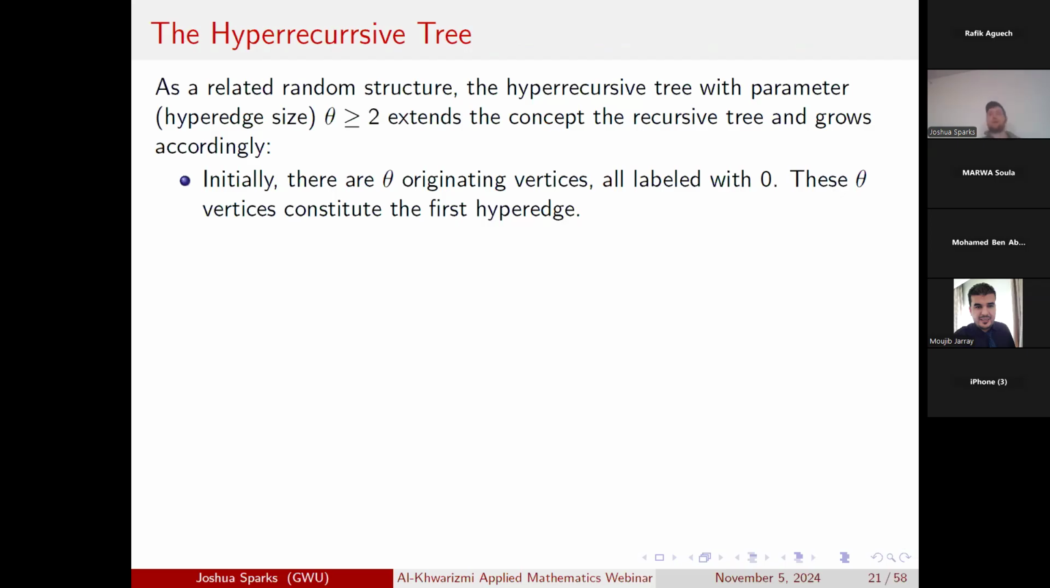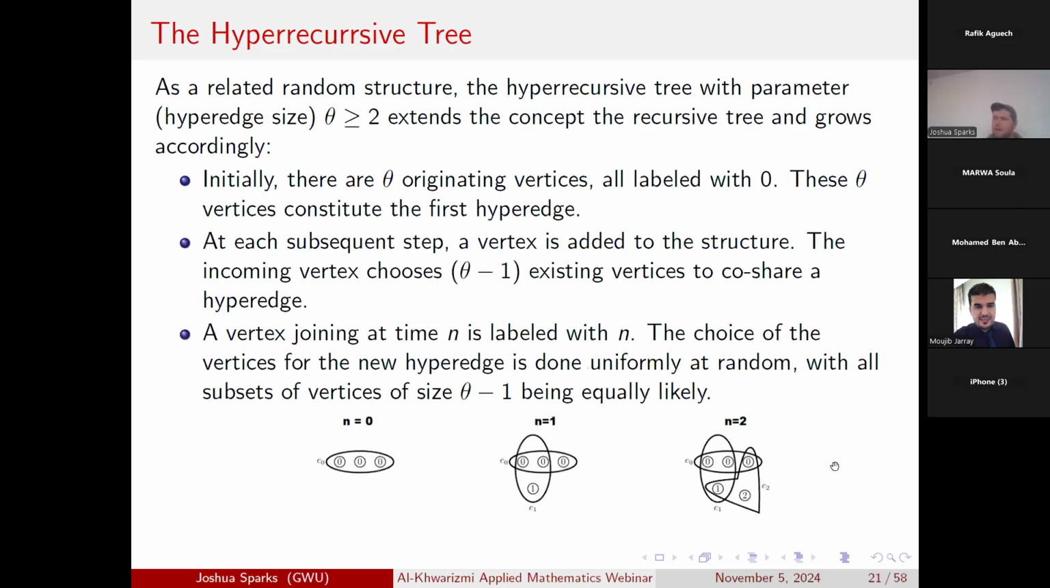A quick discussion of hyper-recursive trees is a great example of that. Instead of just having an edge that connects two vertices, I can have a hyperedge that connects two or more vertices, where I randomly sample theta minus one. We start off with theta initial vertices, and then I sample theta minus one, making it equally likely. I can create this random hyper-recursive tree that then evolves in its own right, where at every stage I add another vertex and then add another hyperedge accordingly. And it's a regular recursive tree when the parameter theta equals two.